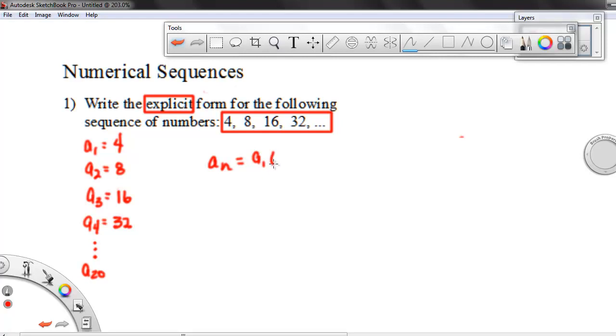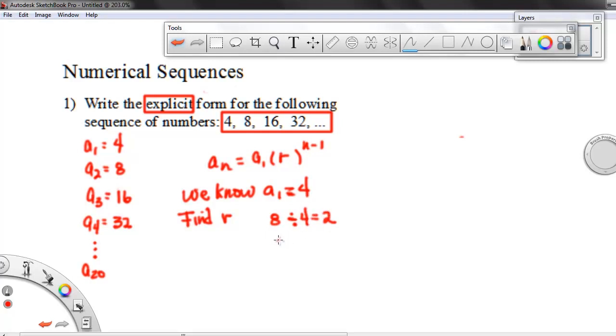Remember, the general form for the explicit form is A of n equals A of 1 times r to the n minus 1. And we know that A of 1 is always the first term of the sequence, so A of 1 is going to be equal to 4. That leads us to find r, the common ratio. To find r, like I said earlier, we have to choose any member of the sequence. It doesn't matter which one, but we have to divide by the one before it. So if I choose 8, I have to divide by 4, and that will give me 2.